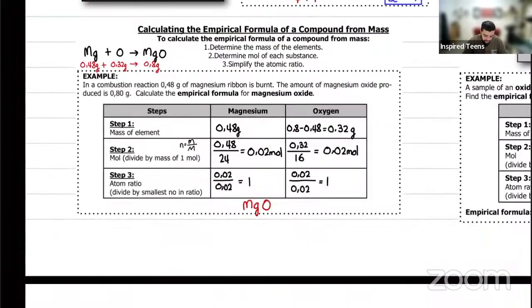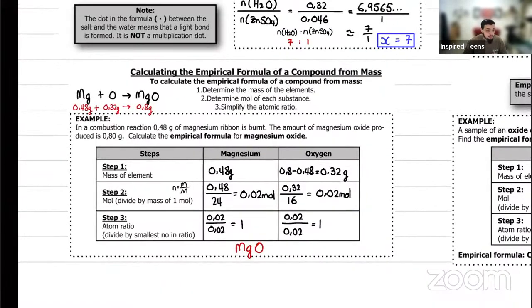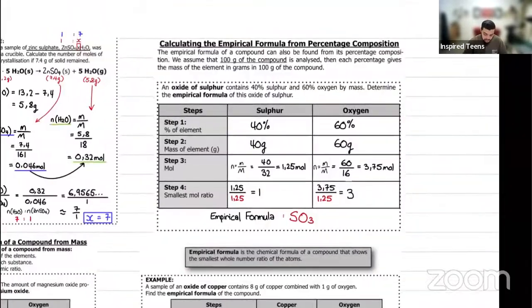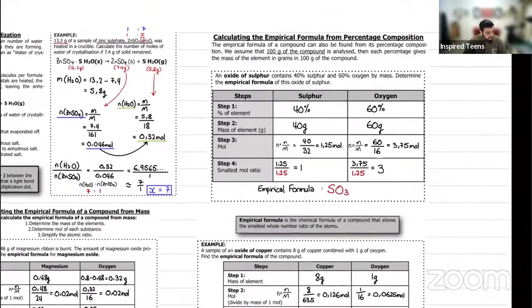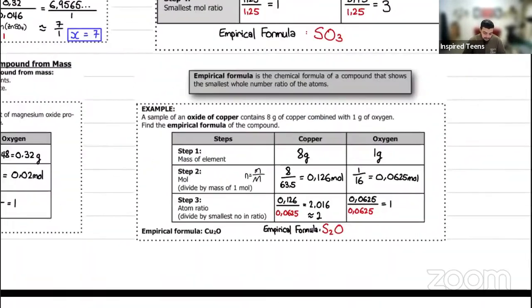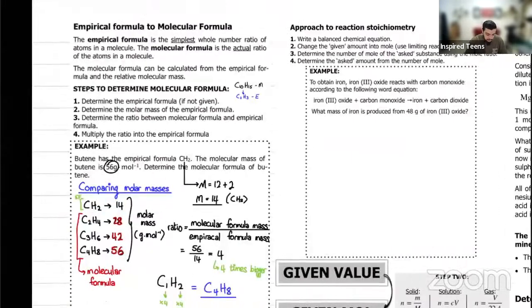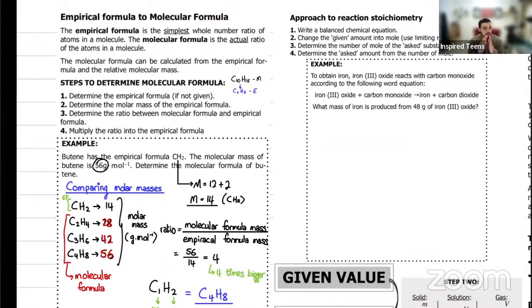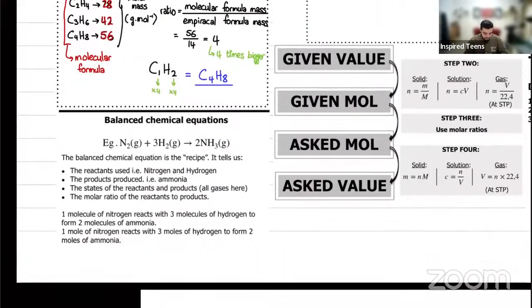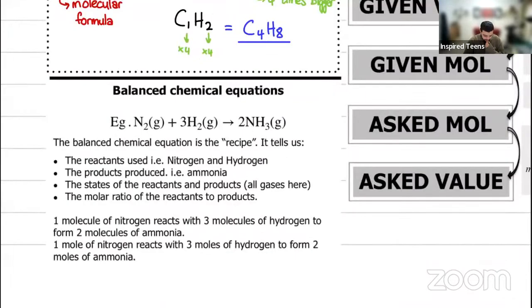Actually, that wasn't the latest. We discussed empirical formula. We discussed the empirical formula from percentage composition and from mass. That was another example, I think. And then we did converting from the empirical formula to the molecular formula and how we do that. So let's have a look here.